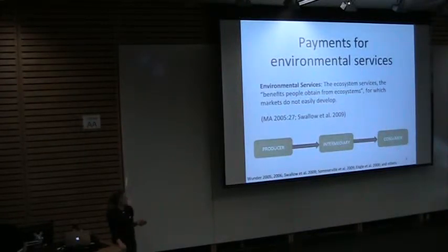In the case of payments for environmental services programs, or PES, which I'll probably talk about throughout the presentation, you have an intermediary who is most often an NGO or government, who is mediating this transaction where the producer produces environmental services and receives payment for them from a consumer of those services, or just generally somebody who is interested in seeing those environmental services generated.